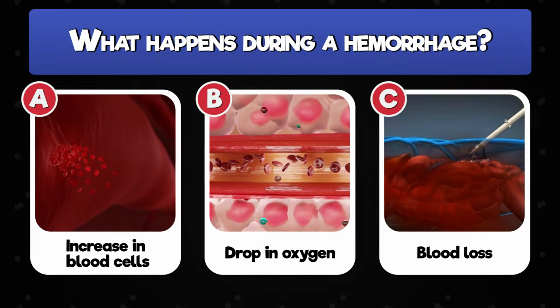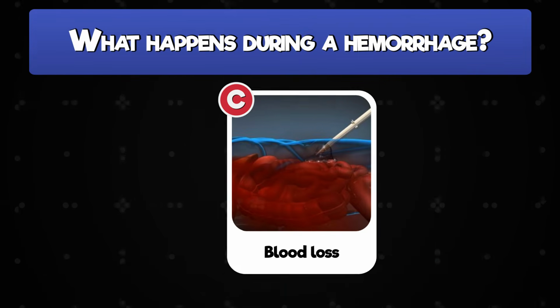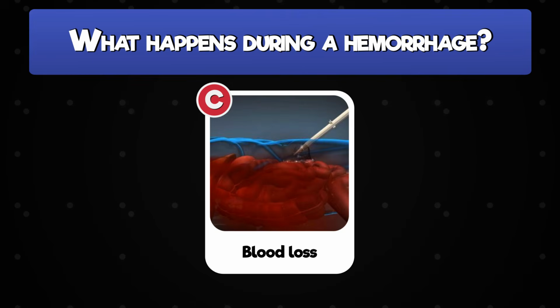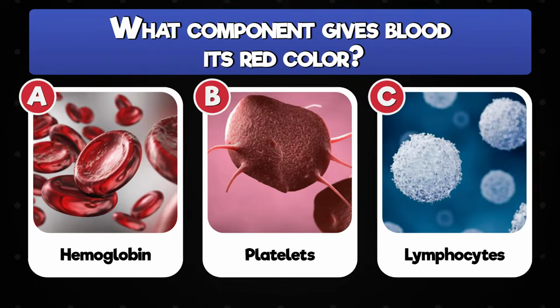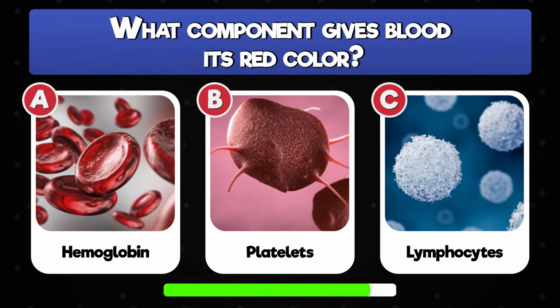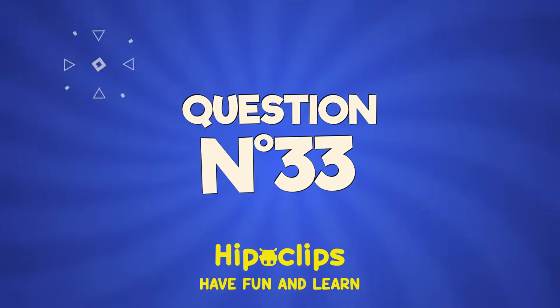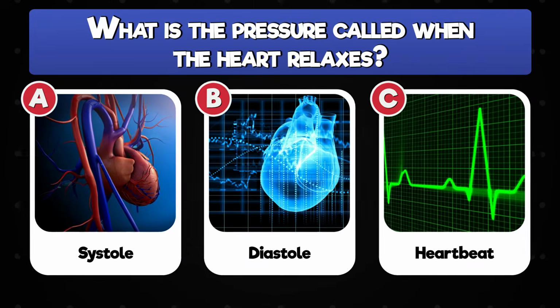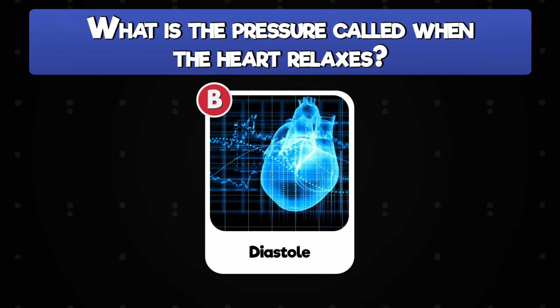What happens during a hemorrhage? Blood loss. What component gives blood its red color? The hemoglobin. What is the pressure called when the heart relaxes? Diastole.